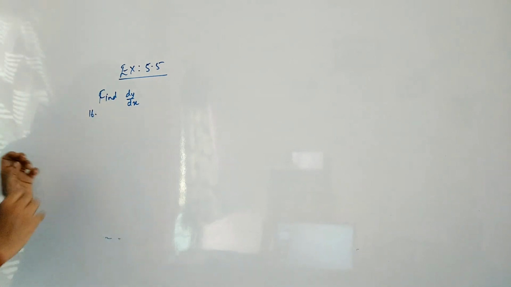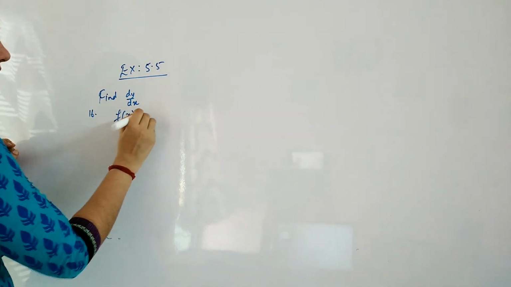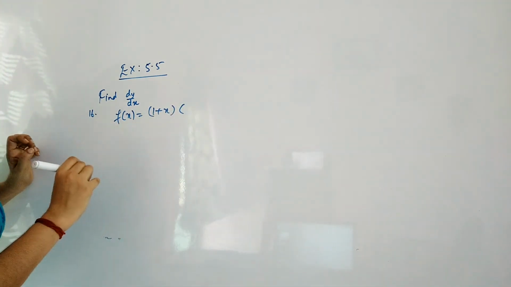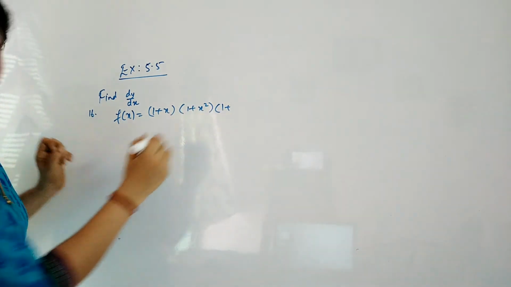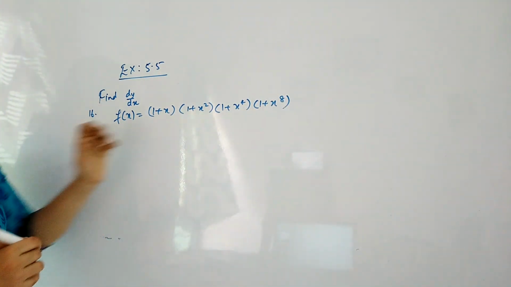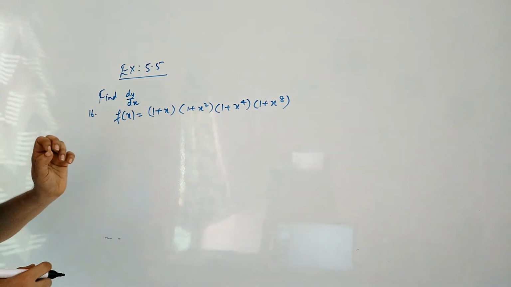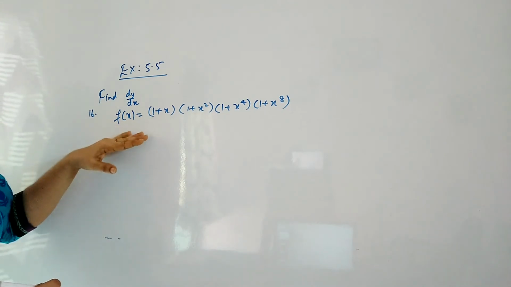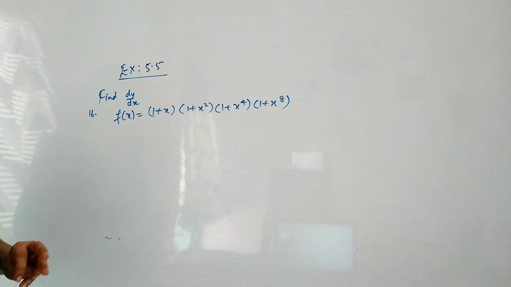16th one. Find the derivative of the function given by f of x is equal to (1 plus x) into (1 plus x square) into (1 plus x raised to 4) into (1 plus x raised to 8). This is the function given. What you have to find out is f dash. First you have to find f dash of x, the derivative of the function, dy by dx, and then you have to find f dash of 1.